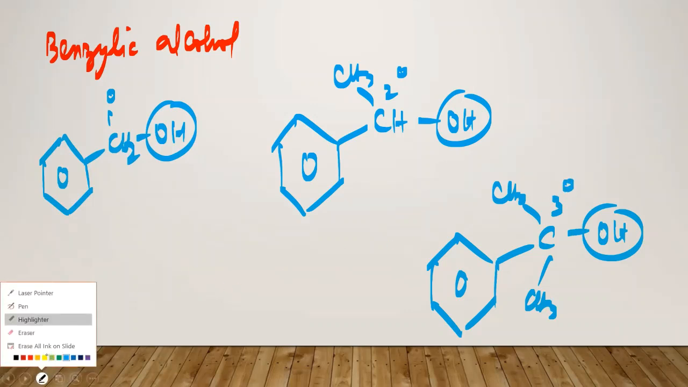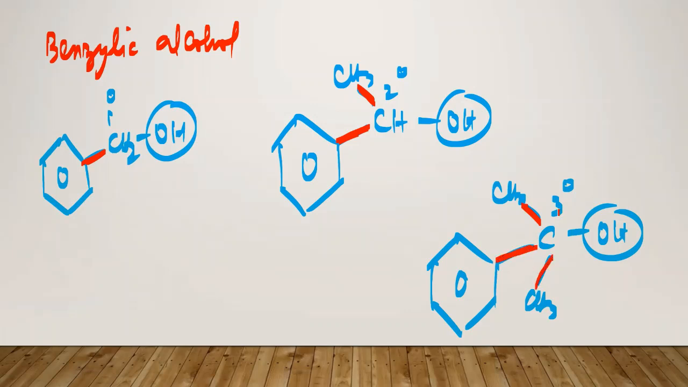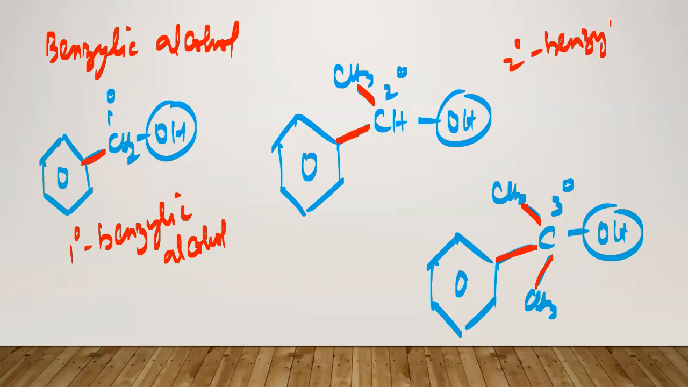So obviously you can easily tell what those are. Here the OH group is attached to a 1 degree carbon because it's attached to only one carbon directly. This carbon is 2 degree because it's attached to one carbon of benzene and one carbon of CH3. And this one is attached to 3 carbons: CH3, CH3 and one carbon of benzene. So it's a 3 degree carbon, and an OH group on a 3 degree carbon is a 3 degree alcohol. This is 2 degree alcohol and this is 1 degree alcohol. This 1 degree alcohol will be called 1 degree benzylic alcohol, and this one will be your 2 degree benzylic alcohol. 2 degree means secondary.